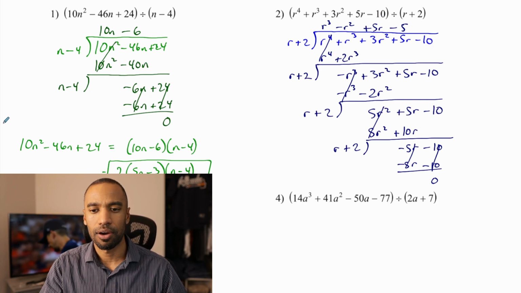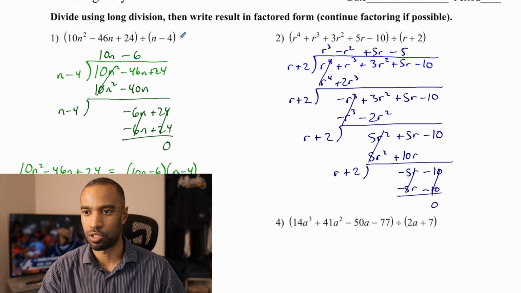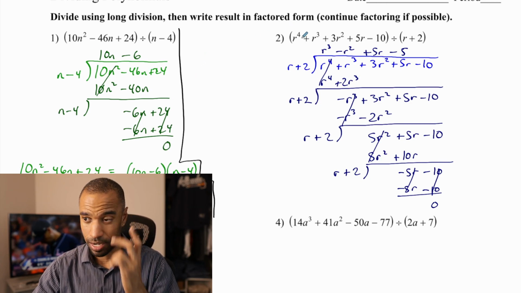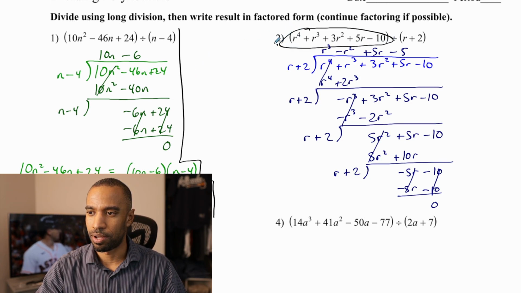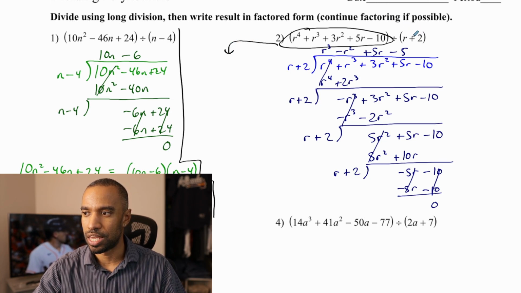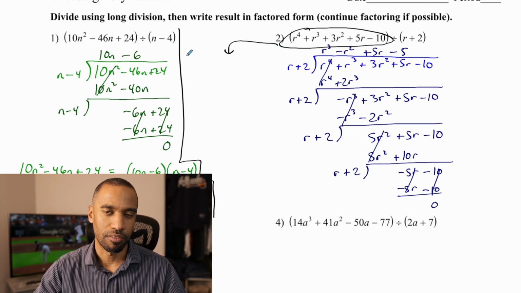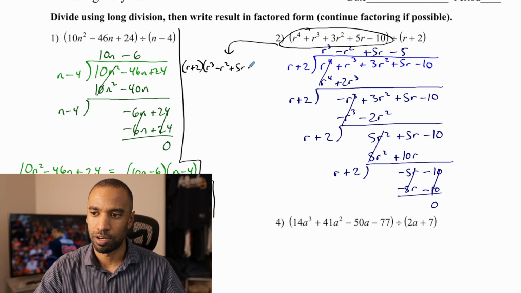That is the quotient. Now, it looks like I didn't provide myself very much room with what I expected to do here. So let's kind of block this off here. And let me write out that this whole thing, this r to the 4th, etc., factors down to this times this, right? r plus 2 times r cubed minus r squared plus 5r minus 5.